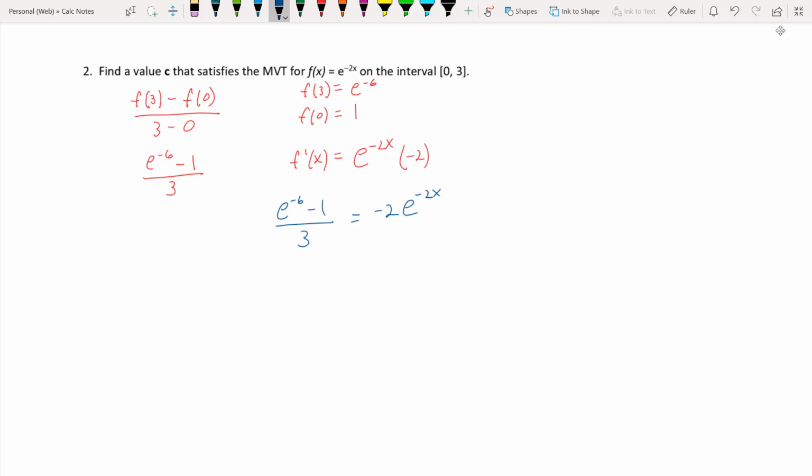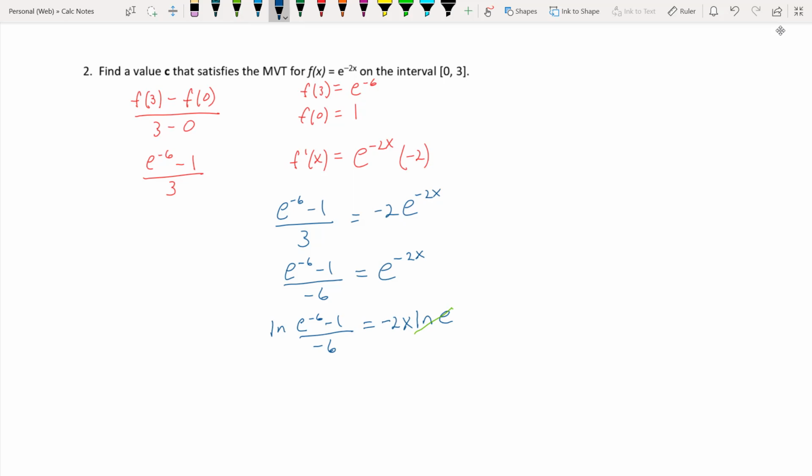So how do I want to do this? I'm going to divide out the negative 2 on both sides. So that's (e to the negative 6 minus 1) over negative 6 equals e to the negative 2x. To solve for x, I need to take the log of both sides. When I take the log of e to the negative 2x, the negative 2x is going to drop down in front. The log of e is just 1, so that essentially goes away, because 1 times negative 2x is negative 2x.